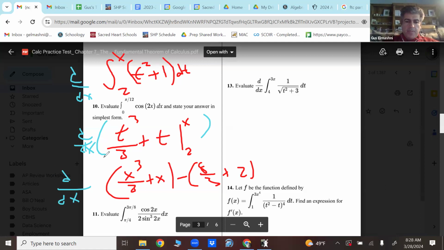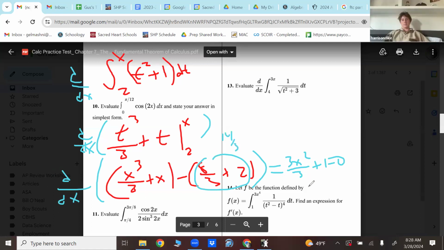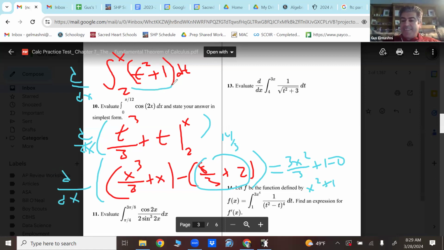Now, if I take the derivative, what's going to happen? I'm going to have 3x squared over 3 plus 1 minus 0, because this is just a constant. So you get x squared plus 1. Great. That's back to what we had, right? We had t squared plus 1. So I just did a swap, just replaced t with x. It's all good, right?